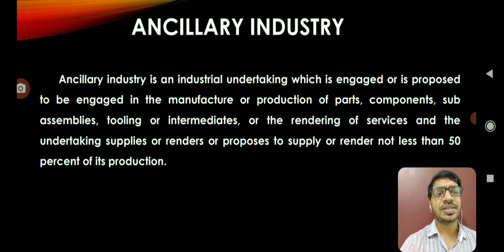Ancillary industries supply certain components to mainstream industries. Let us take an example of the automobile industry. What are the average components which are there in a car? If you want to manufacture a car, how many components are required down to the screws and nuts? There are 30,000 components required to manufacture a car.